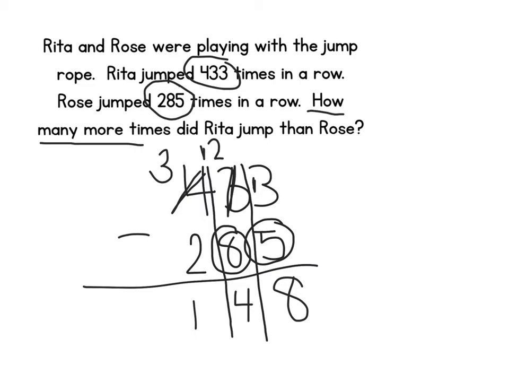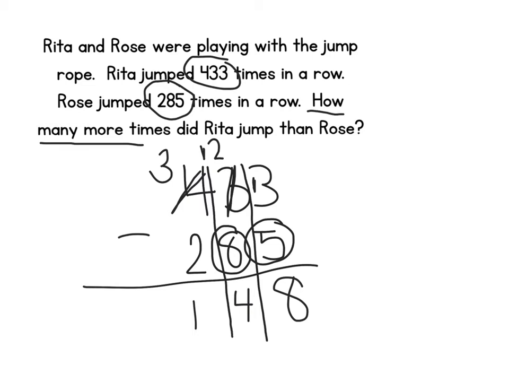We need to go back in the story problem and look at our question to see what we need to label it. So 148 what? So I'm going to look at my question, and I see my question there. It says, how many more times did Rita jump than Rose? And I know it's a question because there's my question mark. We know that a question ends in a question mark.